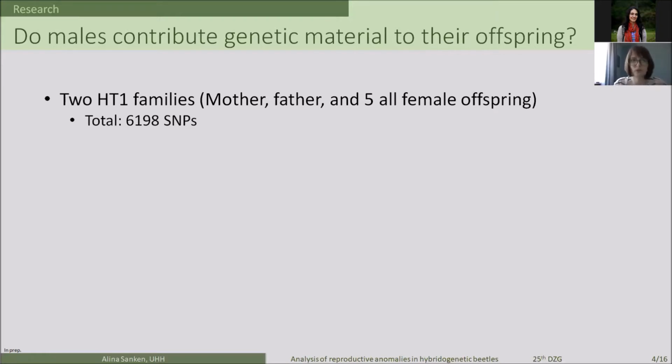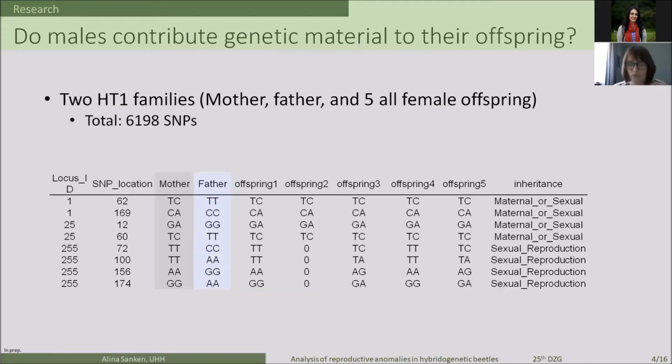Just to give you a general overview, we put the raw data into a pipeline of various programs. In the end, we got something like this, a table with the locus ID, the SNP location, the SNPs of the mother and father, the SNPs of the five offspring, and at the end you can see what is called inheritance. This is the inheritance type that the program calculated, which is quite a complex matter, so I won't explain it in detail now.